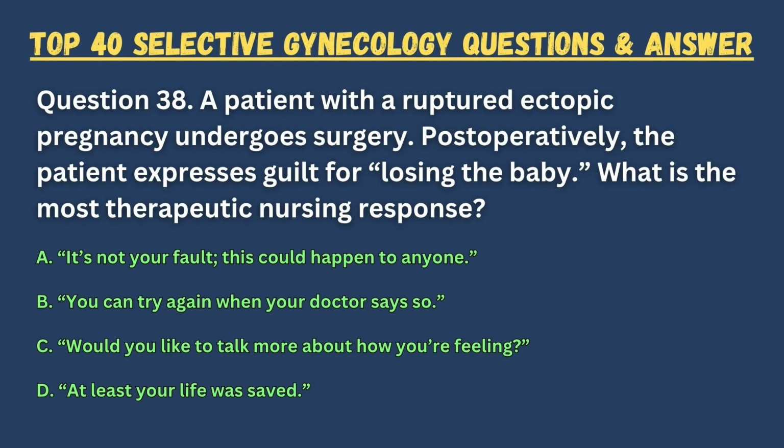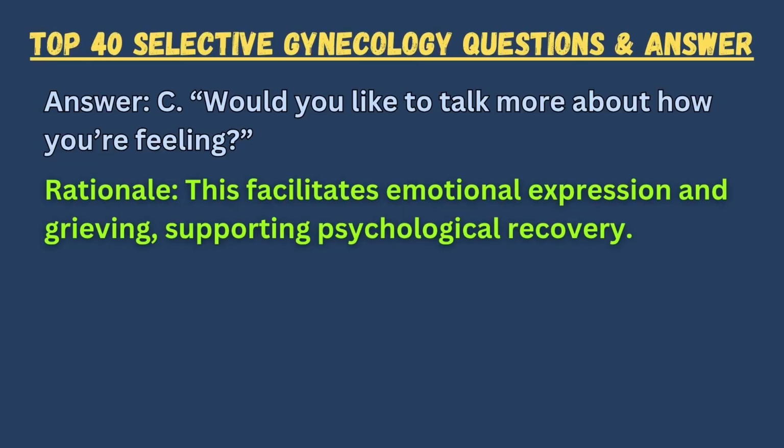Question 38. A patient with a ruptured ectopic pregnancy undergoes surgery. Postoperatively, the patient expresses guilt for losing the baby. What is the most therapeutic nursing response? A. It's not your fault. This could happen to anyone. B. You can try again when your doctor says so. C. Would you like to talk more about how you're feeling? D. At least your life was saved. Answer: C. Would you like to talk more about how you're feeling? Rationale: This facilitates emotional expression and grieving, supporting psychological recovery.